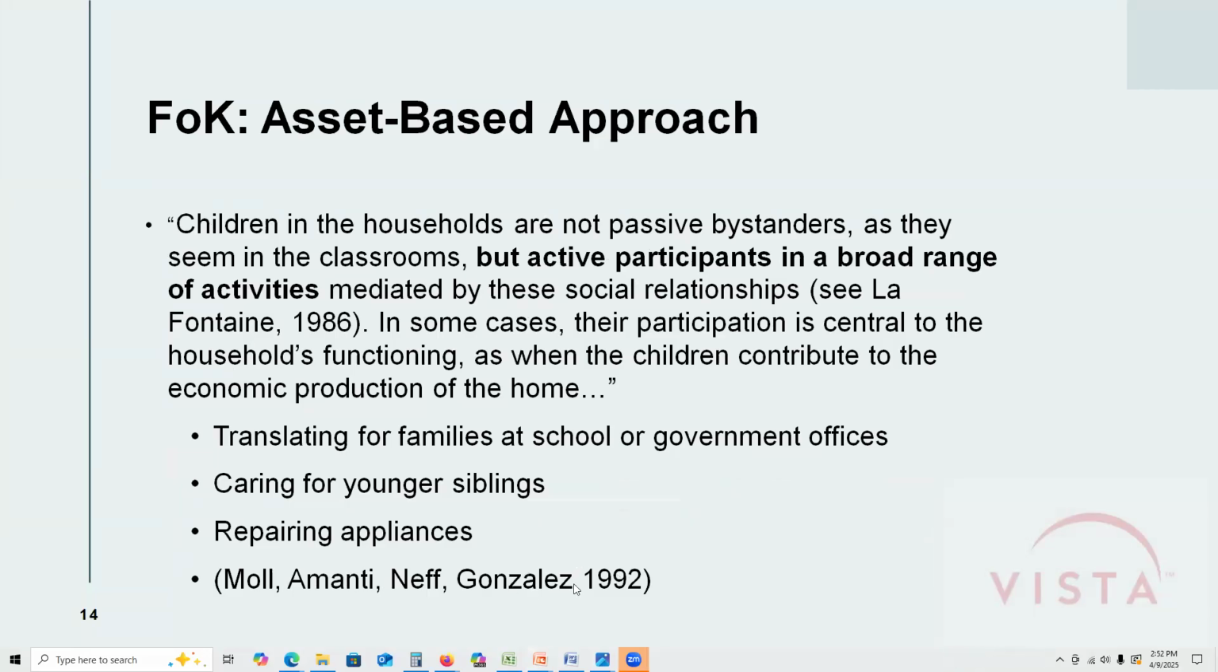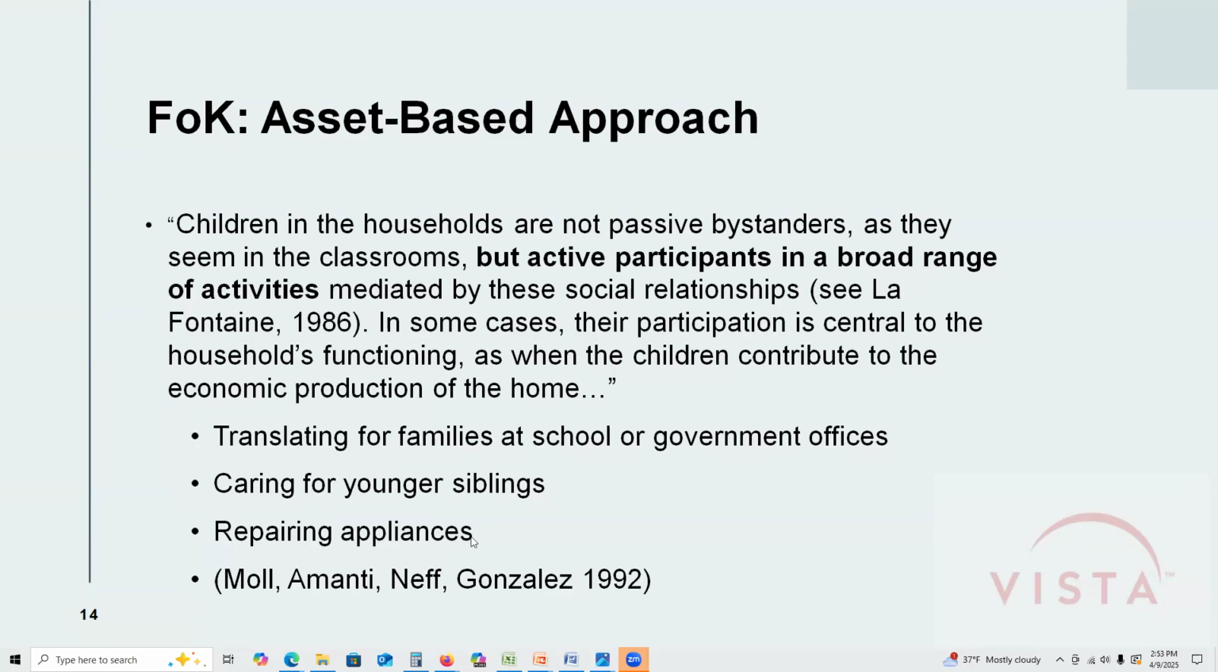So these are our 4 guys here, the 4 original researchers from anthropology and education coming together in 1992, saying children in the households are not passive bystanders, as they seem in the classrooms, but active participants in a broad range of activities mediated by these social relationships. In some cases, their participation is central to the household's functioning, as when the children contribute to the economic production of the home. And they gave some examples of children being able to translate for families at school or government offices, caring for younger siblings, and even repairing appliances, they noted.